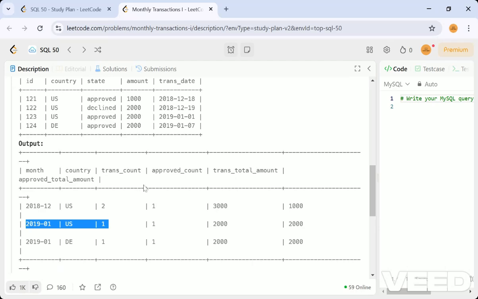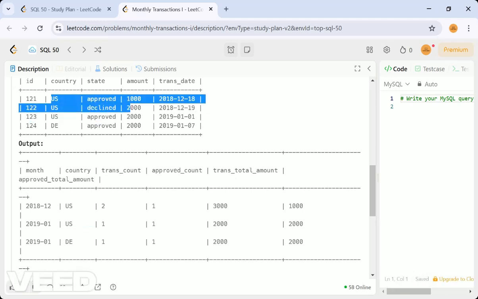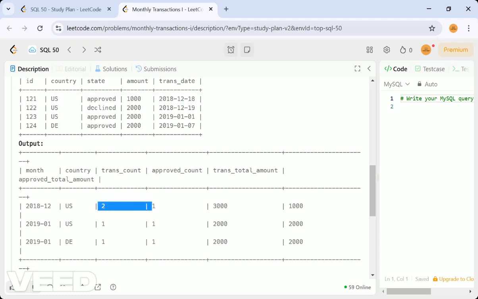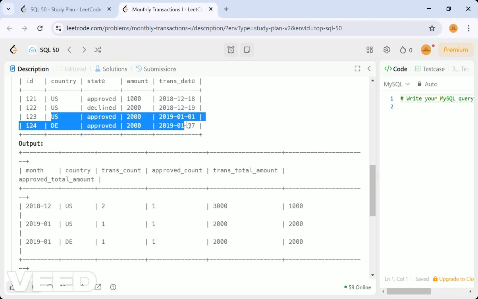And next, approved count. If we see US, there are two things, right? Of these two, only one is approved. The count of approved things they are asking. Approved count is not approved. So even in the root transactions, we have only one approved transaction for US, that is this one. And in these two also, if both are approved, so one is there.